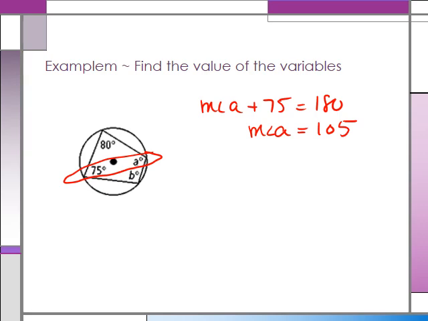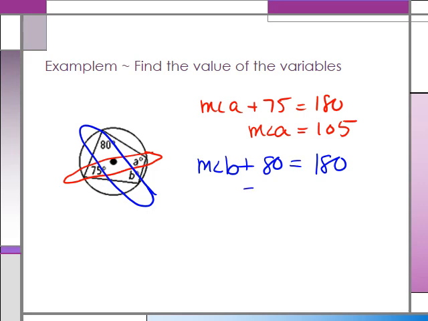Okay. And then B and 80 are opposite angles. So the measure of angle B plus 80 is 180. So if I subtract 80 from both sides, the measure of angle B is 100 degrees.